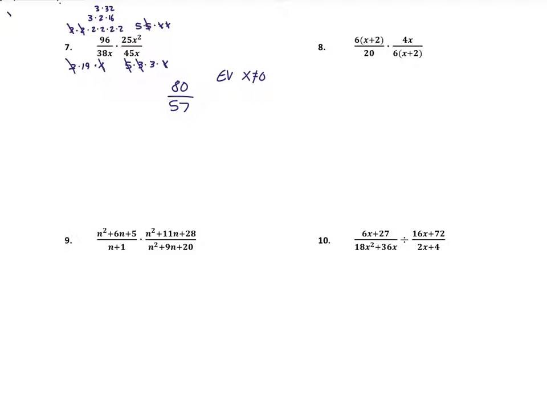Number 8, it's already factored, so we can cross out the x plus 2. We can cross out 6. Now we can reduce 4 and 20, which leaves us with x over 5. And an excluded value, x cannot equal negative 2.